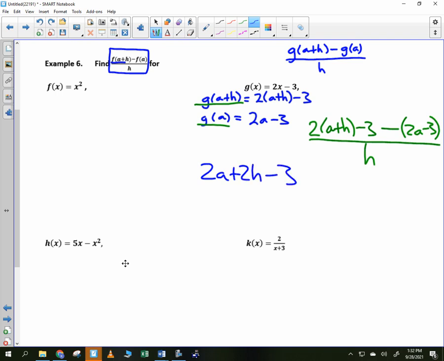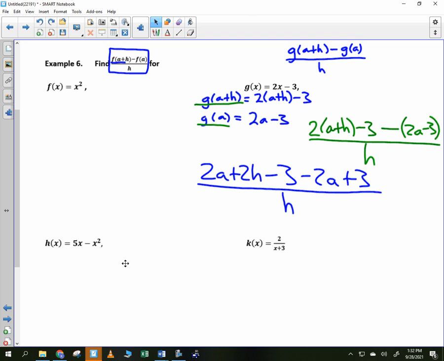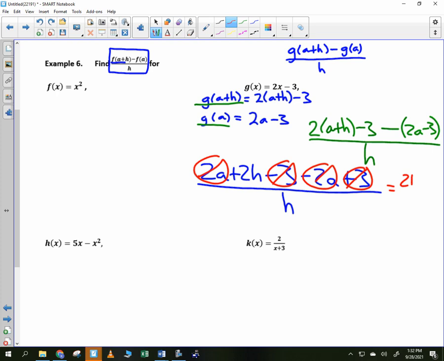Good. If I've done it correctly, everything that doesn't have an h should cancel. Does that happen? Yeah. 2 a's are gone. 3 a's are gone. 2h over h, which is? 2. Good. Sorry, 2h over h. Thank you.